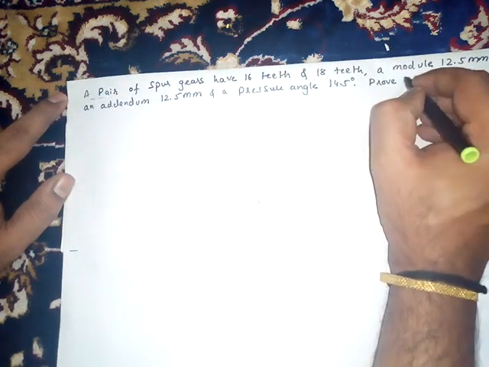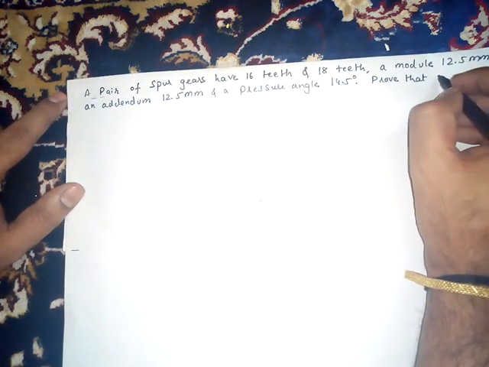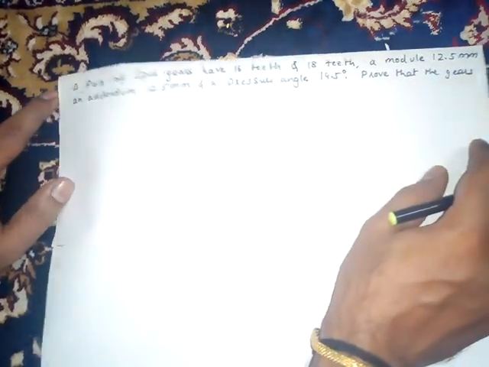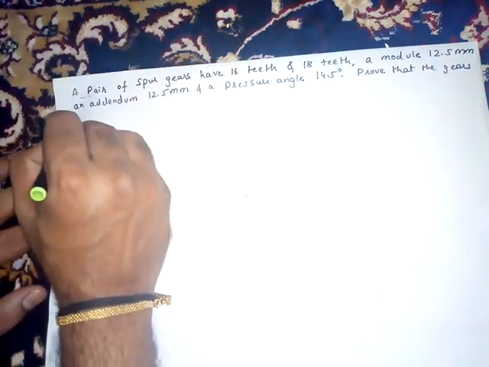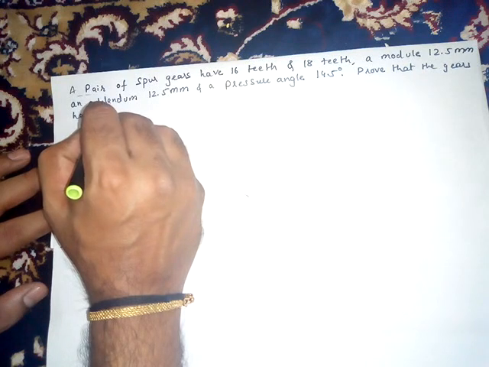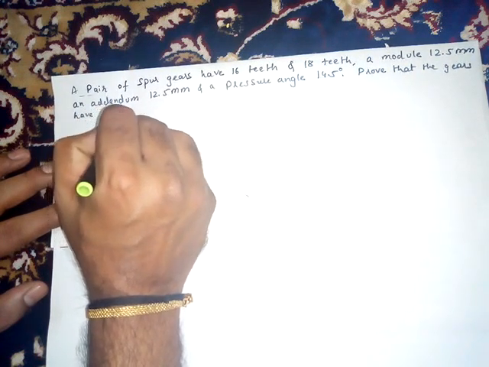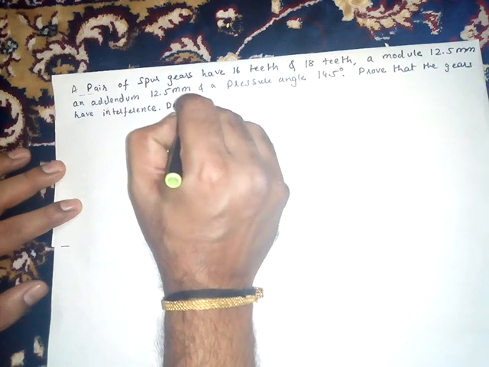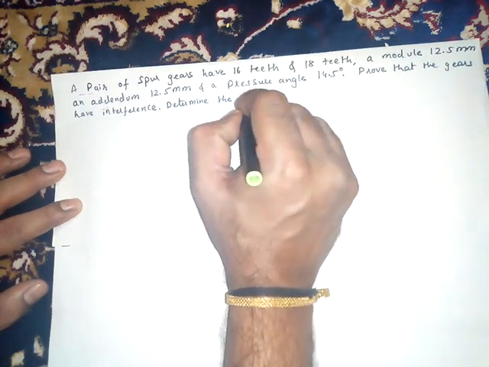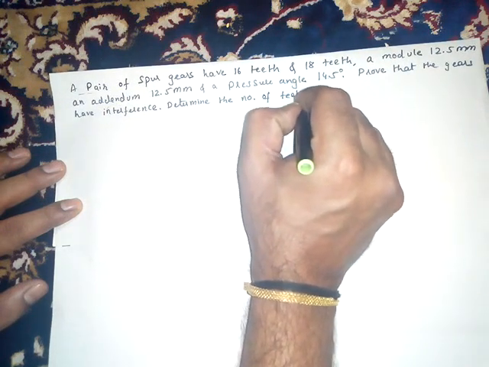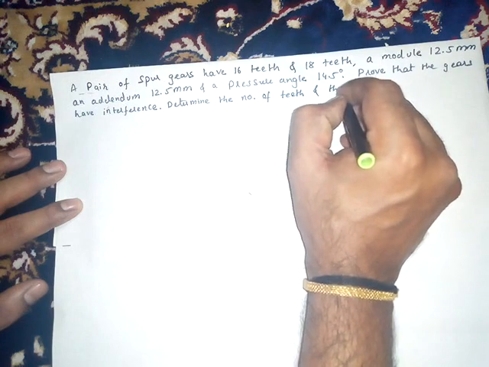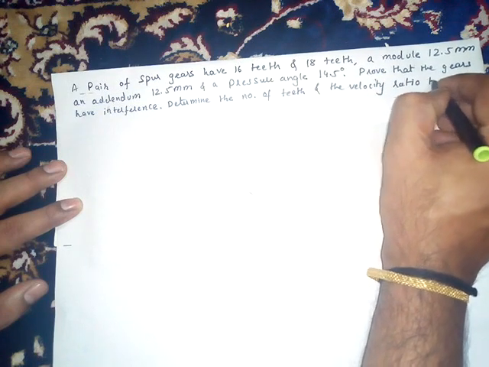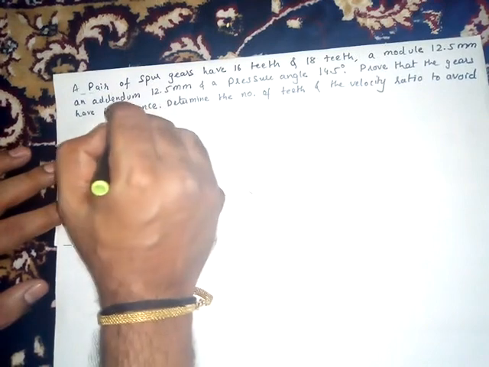Prove that the gears have interference. Determine the number of teeth and the velocity ratio to avoid interference.